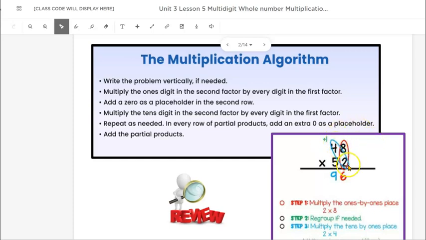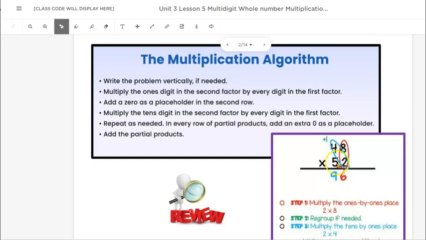Then we're going to take that 2 and multiply it times the other number in that first factor. So that's a 4. And that's 8. 2 times 4 is 8. Then we're going to add on the 1 that we carried, remember? So that would be 9. And we'll place the 9 in our product, down below the line. So now you have just multiplied 48 times 2. It's 96. But wait a minute.